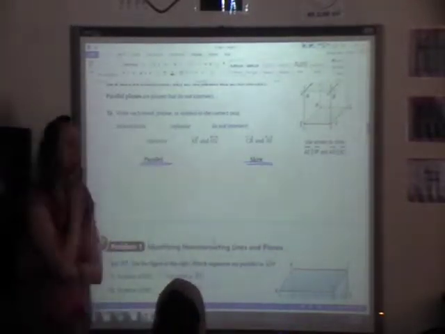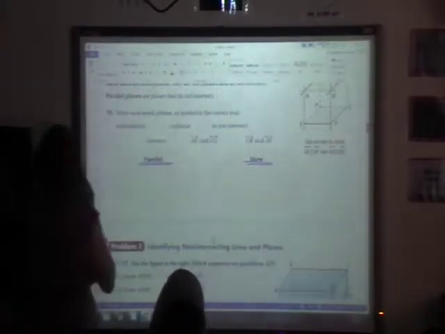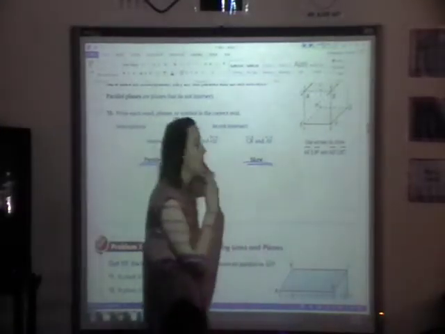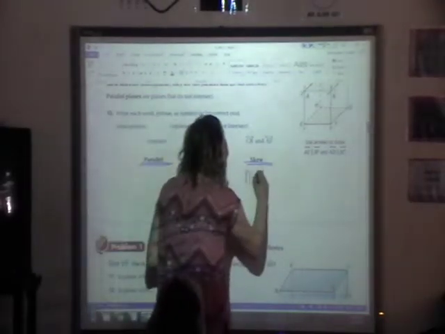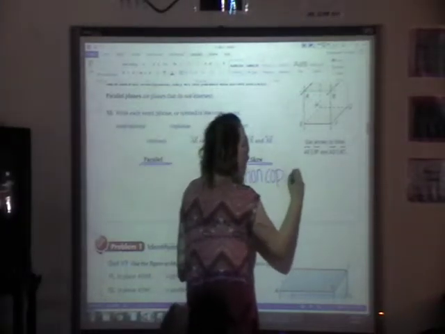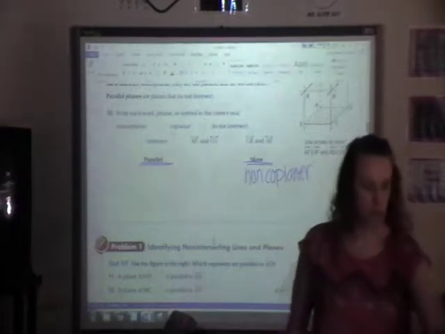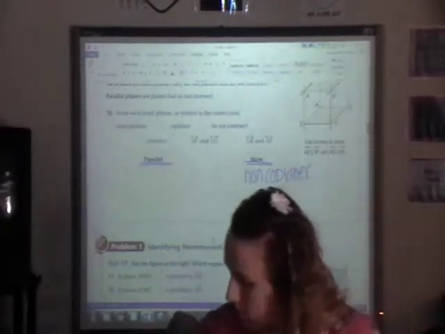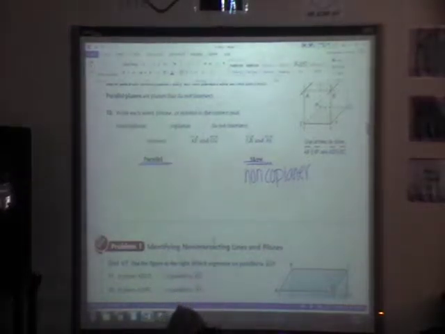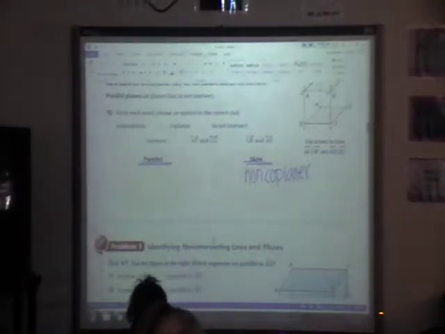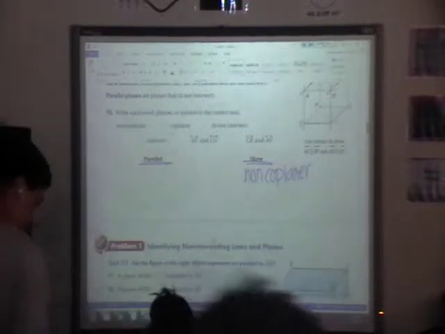So non-coplanar, is that parallel lines or skew lines? Skew. Look up. Read your little things. Skew. You're gonna write non-coplanar. Alright, so non-coplanar skew lines. They can't live on the same plane.